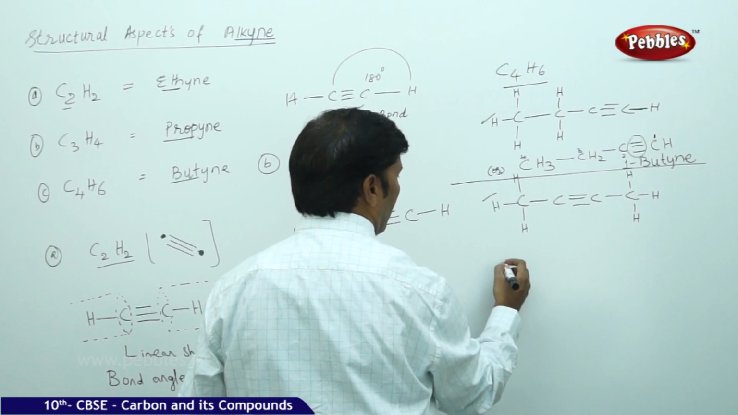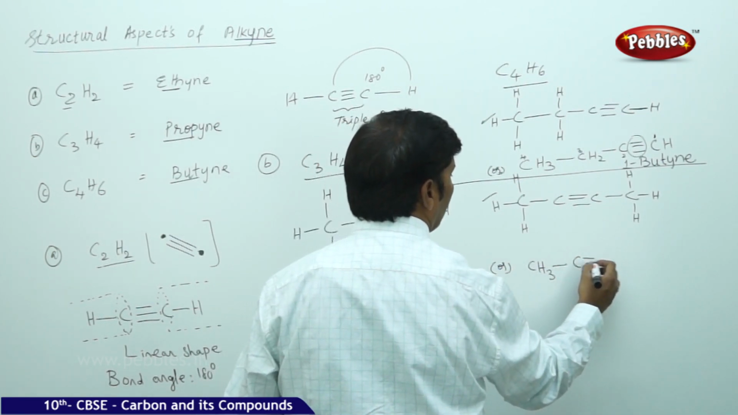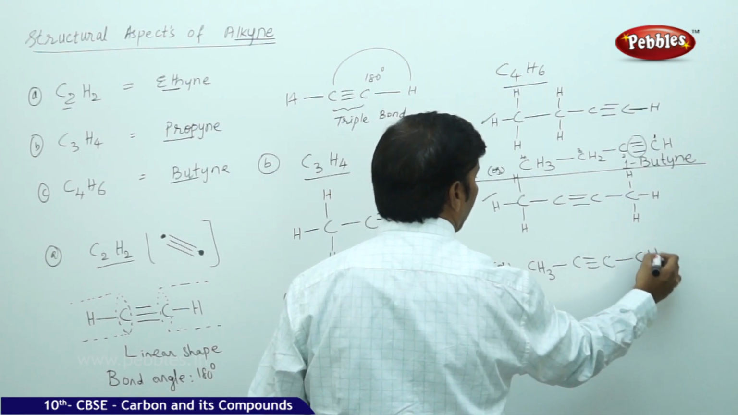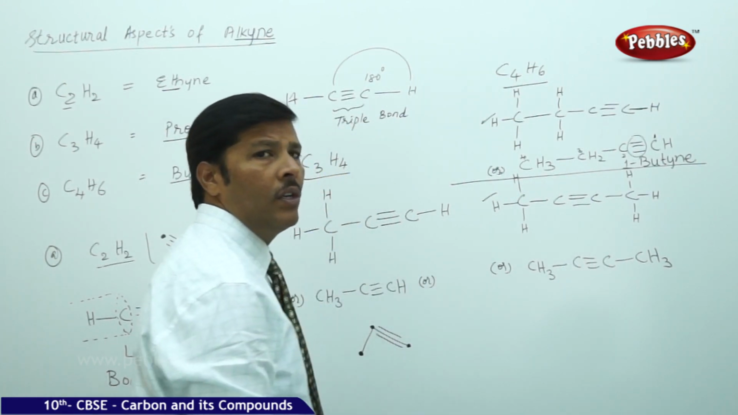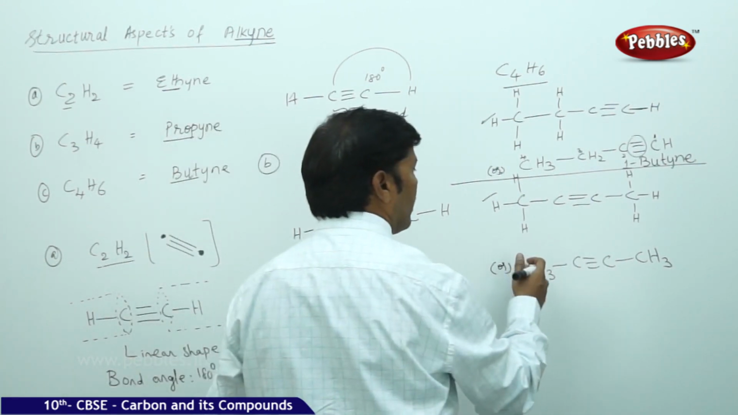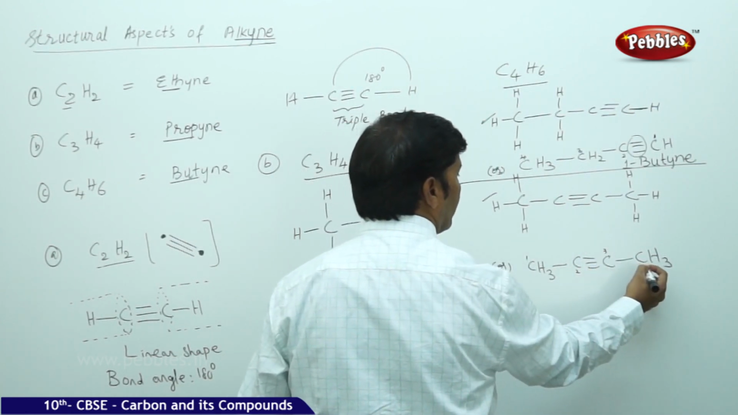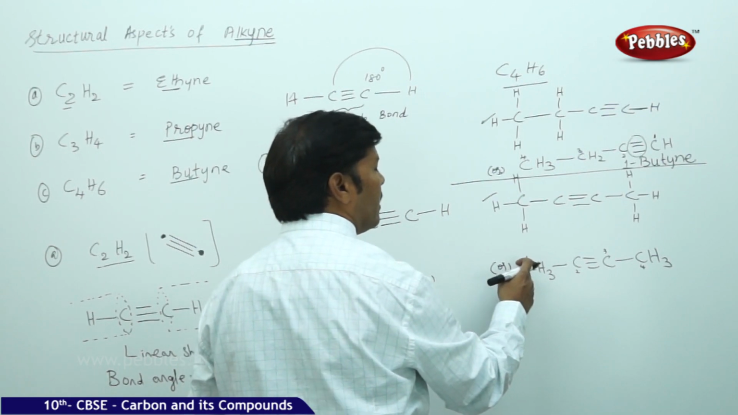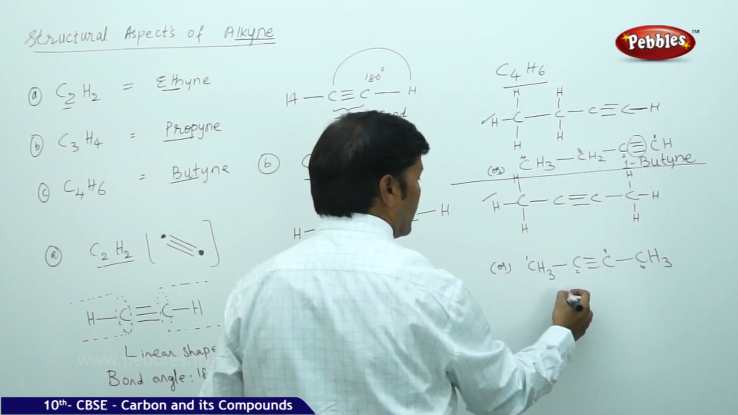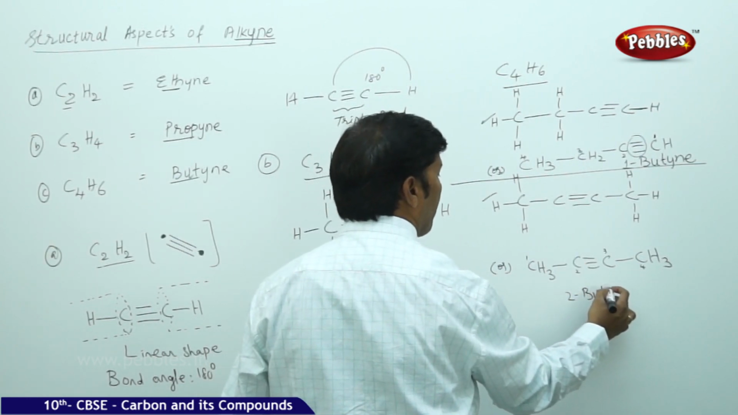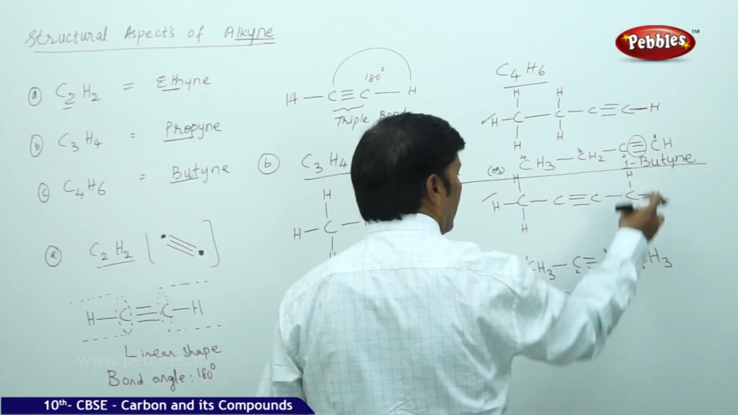Or you can write this as CH3 single bond, carbon triple bond, single bond CH3, because the triple bond is located in between the carbon chain. So you can start the chain from any side, either left or right. This is 1, this is 2, this is 3 and this is 4. Because you are starting from the left side, the triple bond is located after the second carbon. That is why here you can say 2-butane. So 1-butane and 2-butane.